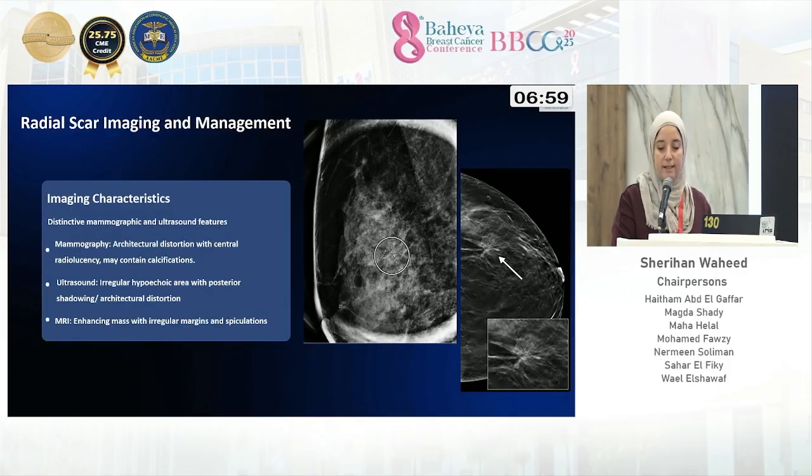The imaging characteristics, as I said, are very specific. It usually presents as architectural distortion with a central radiolucency and may contain calcifications. By ultrasound, it shows as an irregular hypoechoic area with posterior shadowing or architectural distortion. And by MRI, it might appear as an enhancing mass with irregular margins and spiculations.